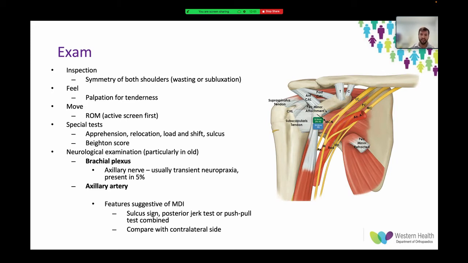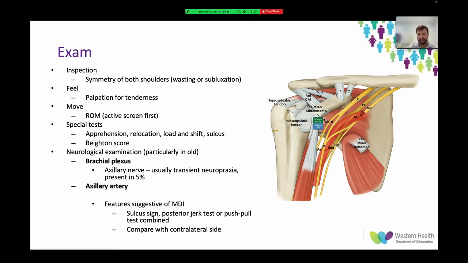On examination, inspection, it's the usual stuff: look, feel, move, special tests, and neurological examinations are especially important. Symmetry and wasting or subluxation can often be evident, and you want to look for wasting, particularly around the periscapular musculature. And you want to feel, palpating for tenderness.